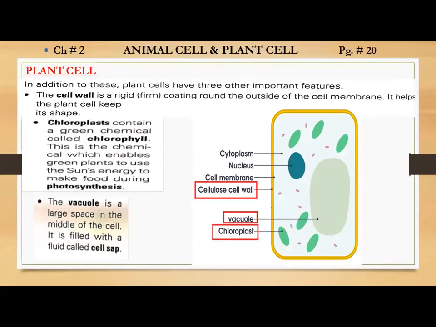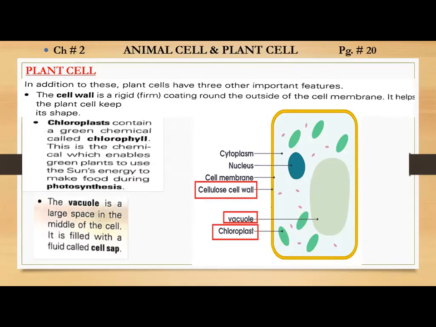Come towards the plant cell. In addition to these, plant cells have three other important features that are not there in animal cells. The cell wall is a rigid coating around the outside of the cell membrane. It helps the plant cell keep its shape. It gives a shape to the plant cell because it is hard, firm, and rigid. So that's why it gives a specific shape to the cell.